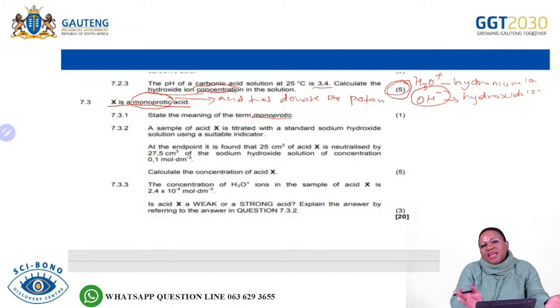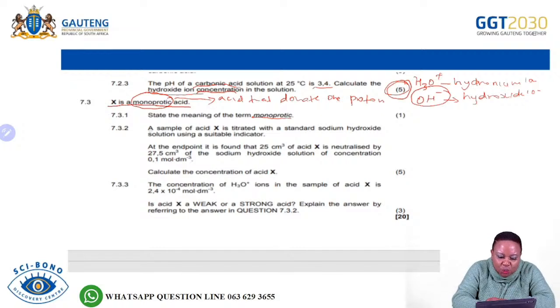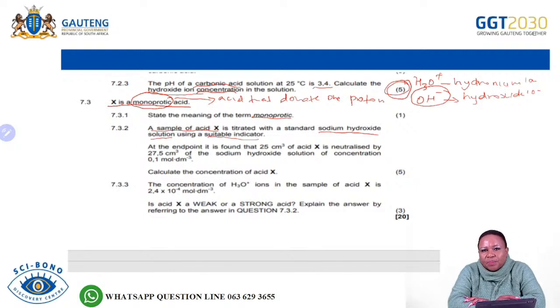So already when they say acid X is monoprotic, you need to ask yourself, by the way, what do we mean by monoprotic acid? Now, a sample of acid X, which is our monoprotic acid that we are provided above, is titrated with a standard sodium hydroxide solution using a suitable indicator. We cannot say what will be our suitable indicator because we cannot identify acid X at this point in time. But the only information that we know is that our acid X is monoprotic, meaning that it can give us only one proton, or it can donate one proton.